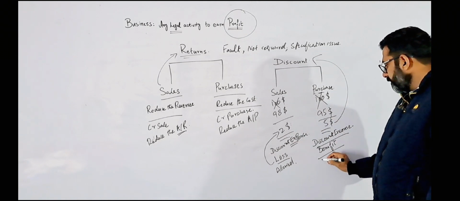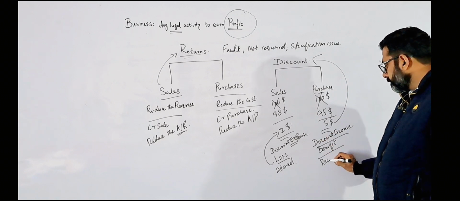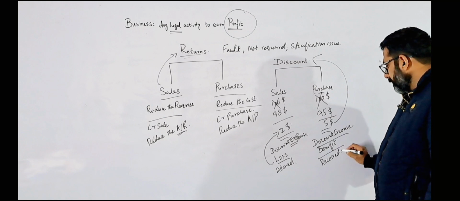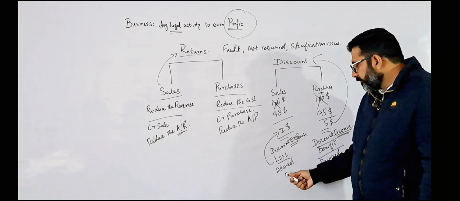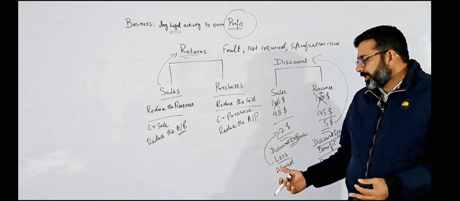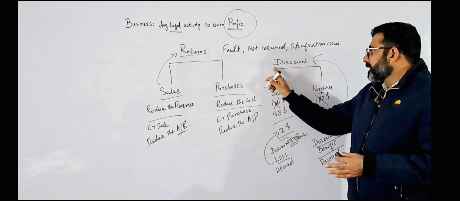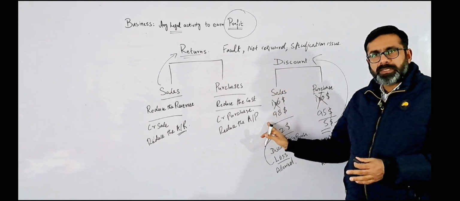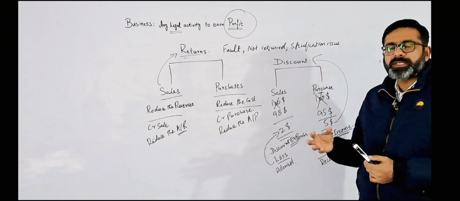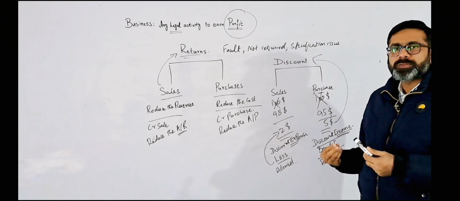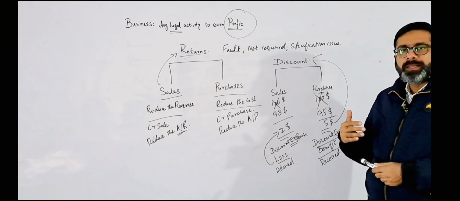So if it is a benefit, it means this is what? This is the discount received. So discount received is the income for the business, and the discount you are allowing to the customer is what? That is the expense for the business. The discount may be on the sale, discount may be on the purchases. If discount is on the sale, it means you are receiving less money. If discount is on the purchases, it means you are paying less money.